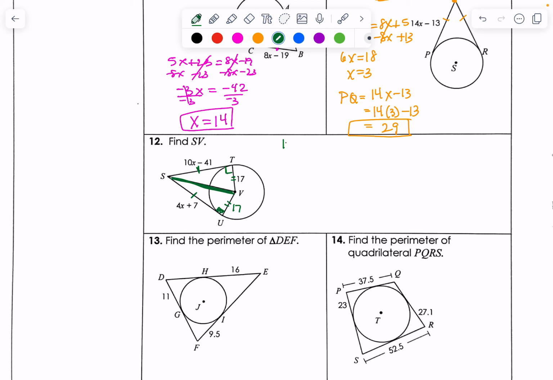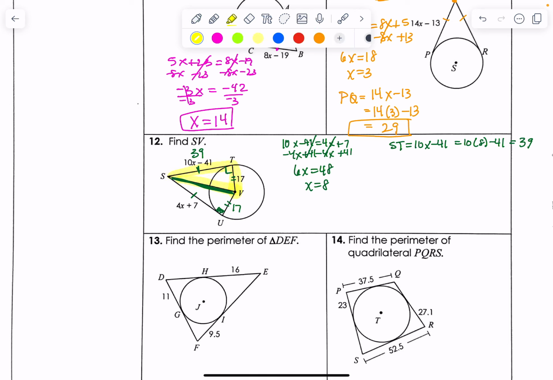So first we start by saying 10x minus 41 equals 4x plus 7. Minus 4x from both sides, add 41 to both sides. That's 6x equals 48. X is 8. So now I'm going to say that ST is 10x minus 41. That's 10 times 8 minus 41, which is 39. Okay, so now I know that this side is 39.